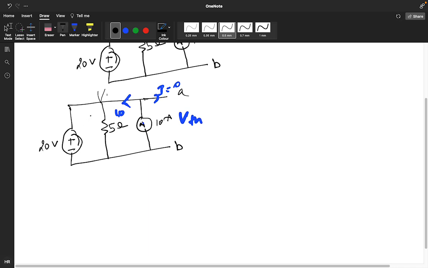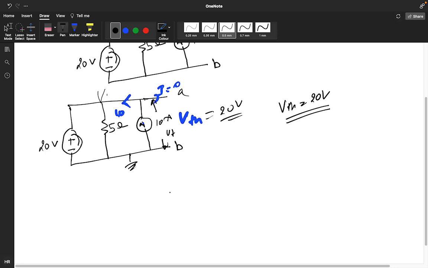And the value of VTH is 20 volt directly. See, it's given 20 volt, it's coming across this. So what will be the value of VTH? It's 20 volt directly, we are seeing now. If you are assuming that VAB is your VTH, this voltage is your VTH, so it will be parallel to this. So we are getting the value of VTH directly 20 volt.